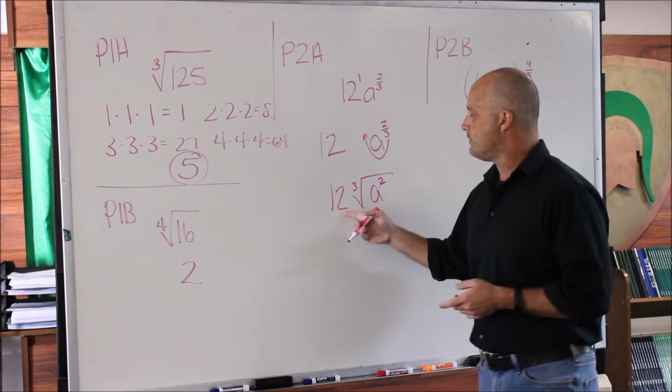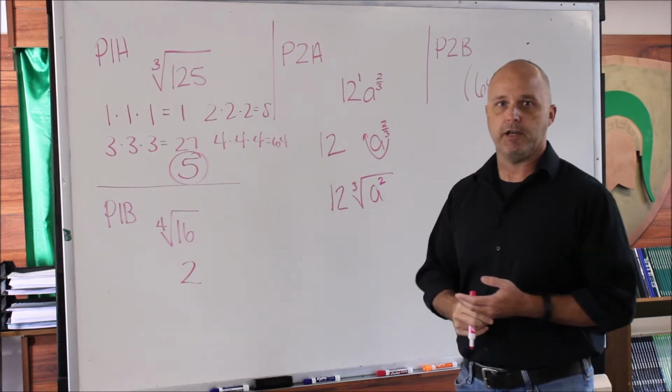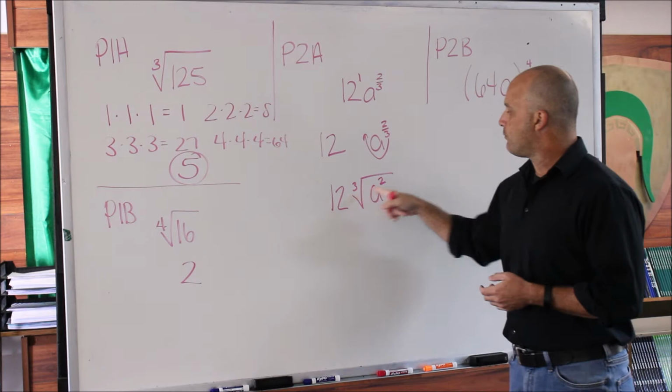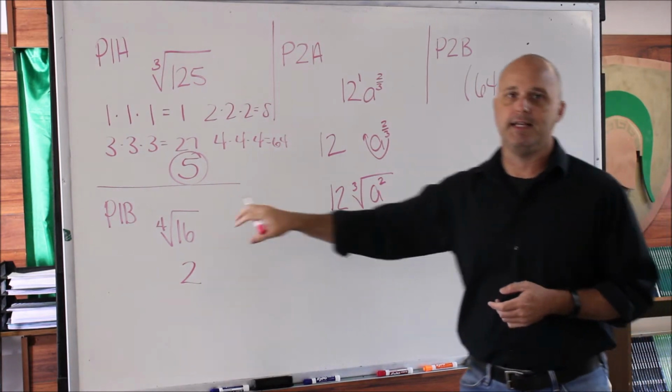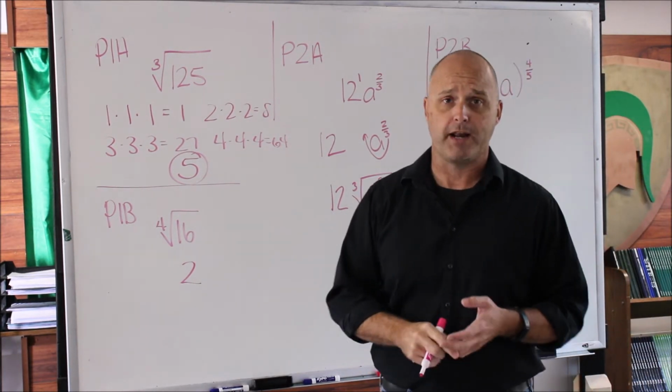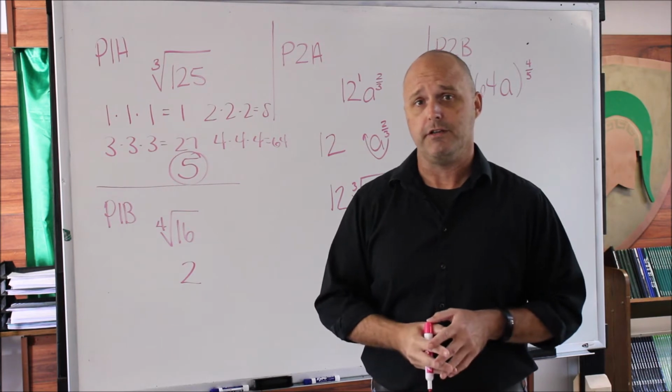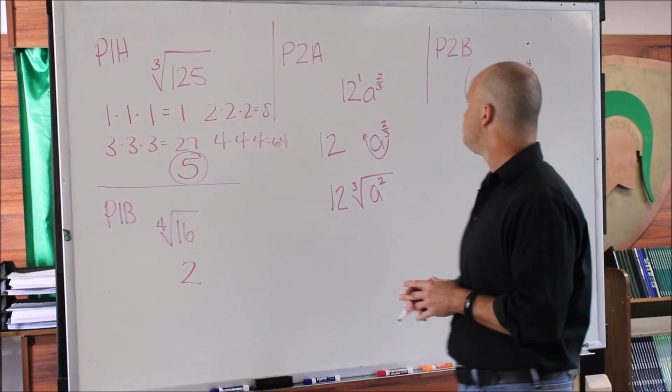So your solution on this problem is 12 cubed root of a squared. You can see that 3 does not go into 2, so we cannot take any a's out from underneath this radical, so it's just going to stay underneath the radical as the radicand.